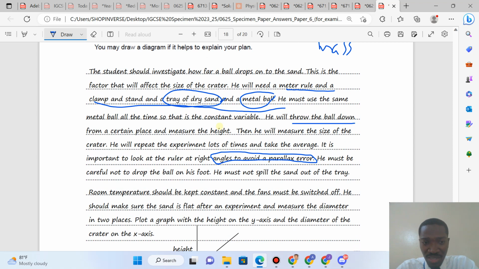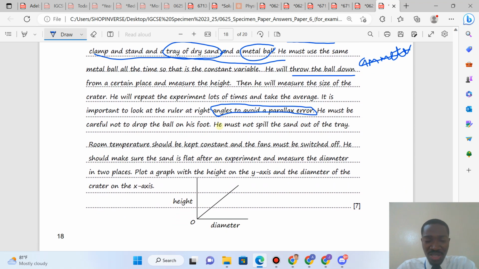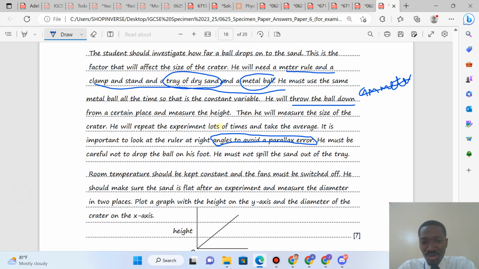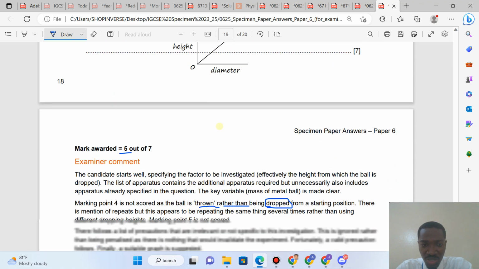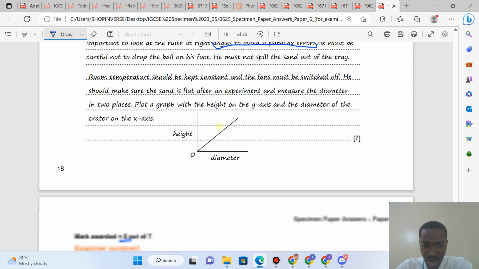Now let's look at this, for instance. When you talk about this parallax error, you can avoid parallax error on the meter rule. You can also avoid parallax error on the voltmeter. So precautions that are general should not be stated. Only state precautions that are specific. So in this case now, you use the same ball. Yes, you use the same ball throughout your experiment. If you have said a single ball must be used throughout the experiment to avoid varying the mass of the ball, that would be a better precaution.